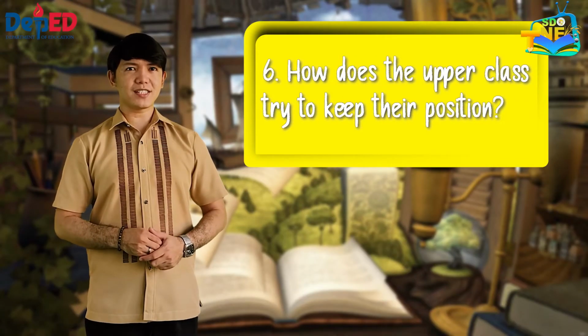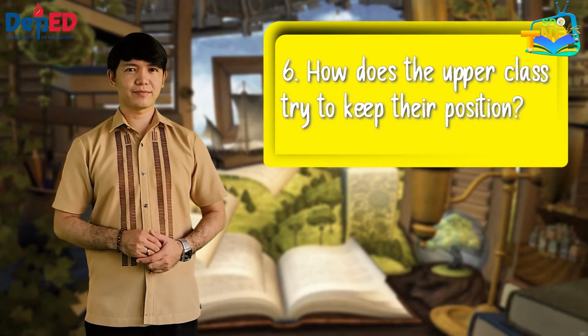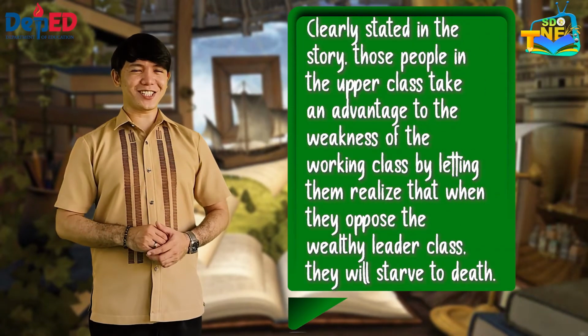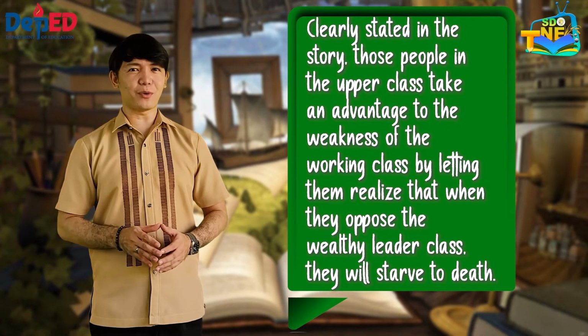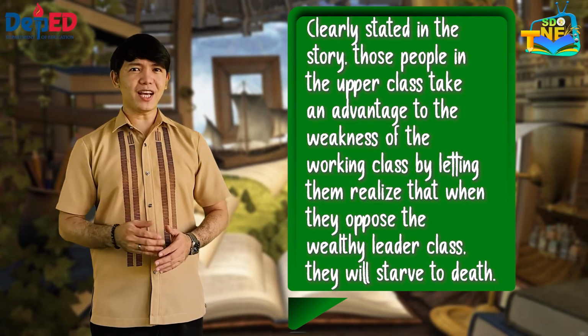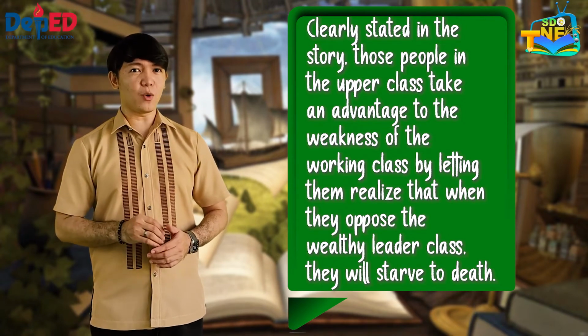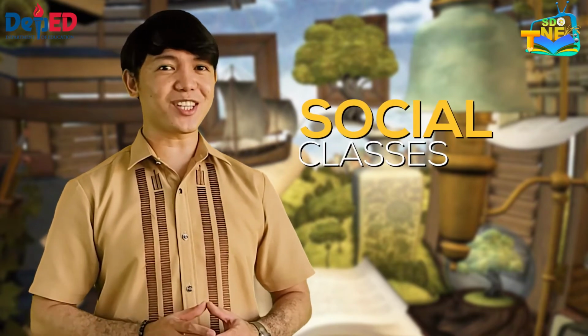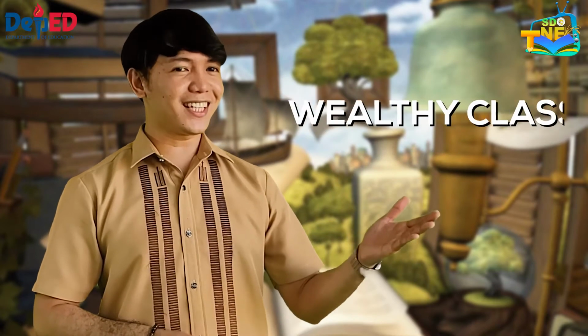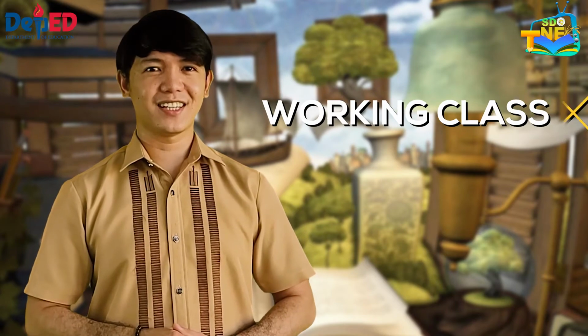How does the upper class try to keep their position? Clearly stated in the story, those people in the upper class take advantage of the weakness of the working class by letting them realize that when they oppose the wealthy leader class, they will starve to death. Very good, English learners. At this moment, I am sure that it is clear to you the status between the social classes in the society: the wealthy class, or the upper class, and the working class, or the lower class.